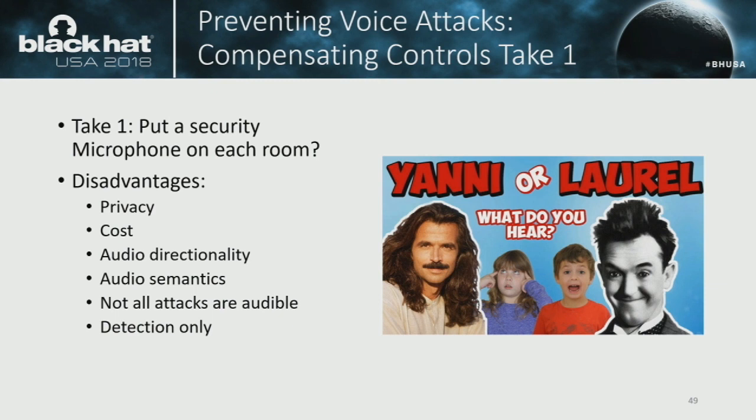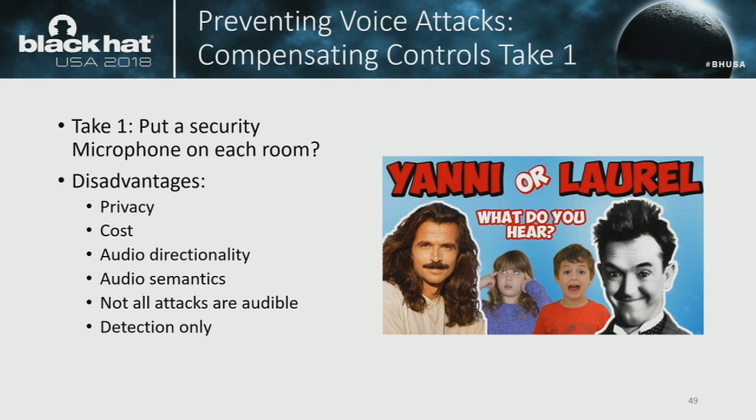So what we've done in the past, when we introduced new interfaces and discovered there are new attacks: for example, when we introduced the network interface into computers and realized there are many attacks using this new medium, we added compensating controls. We added firewalls to stop these attacks. So maybe we can do the same with voice. And how would we do it? So let's try first. The first take is, let's put a security microphone in each room. And there are, of course, many disadvantages to that solution. For example, privacy. We are eavesdropping, if that's a corporation, on all of our employees, not just on what they do with Cortana, but on everything.